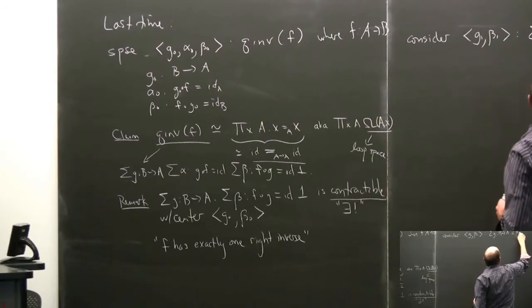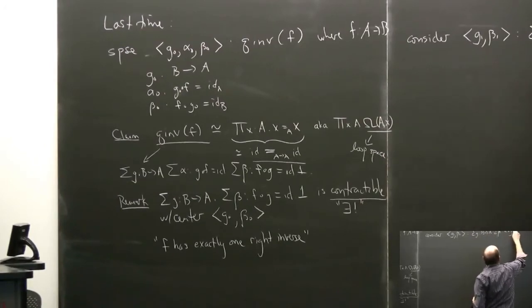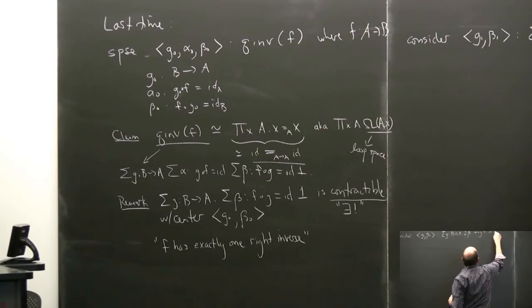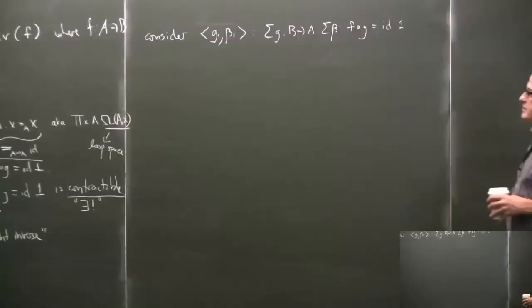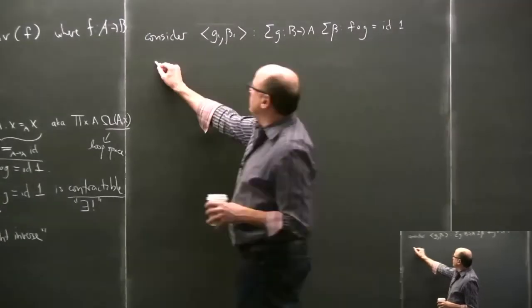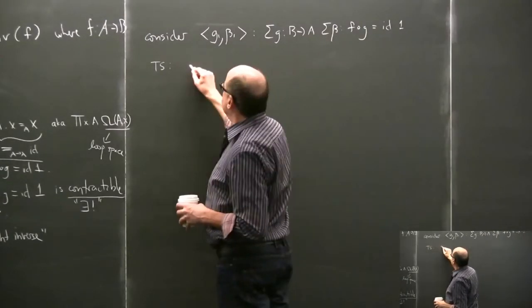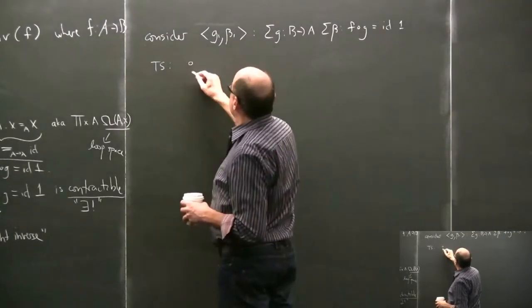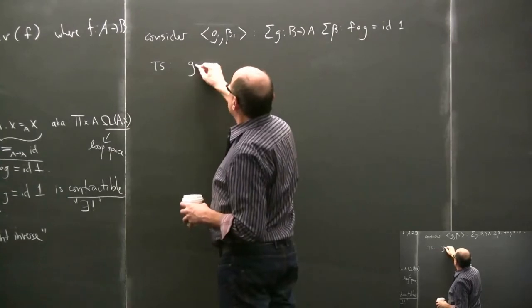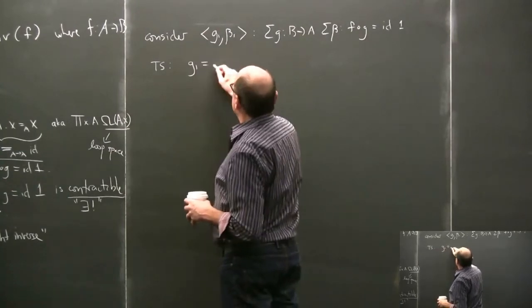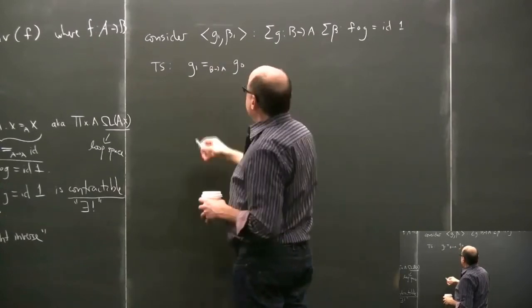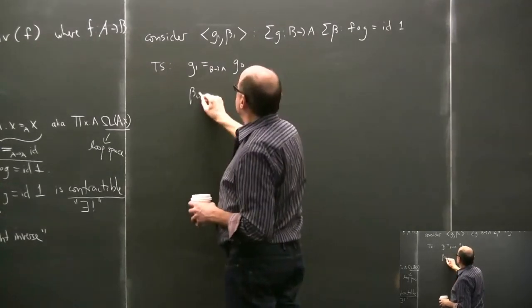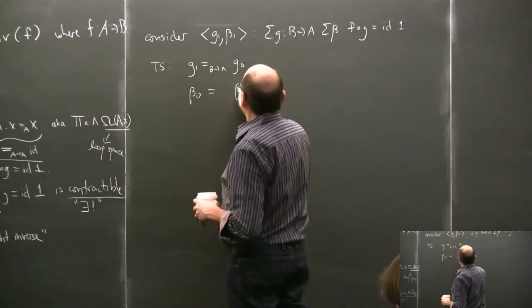sigma beta F. Consider another right inverse. Okay, so what I need to show is, in particular, I need to show two things. G1 is equal to G0 in B arrow A. And then I need to show that beta 0 is equal to beta 1.